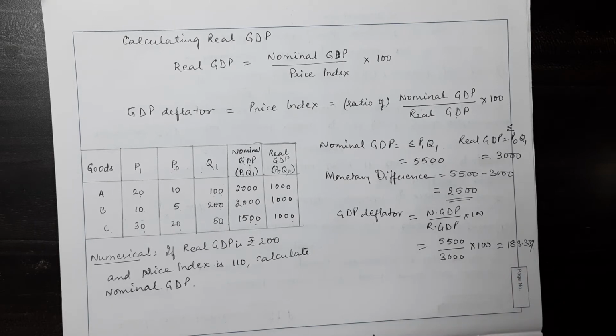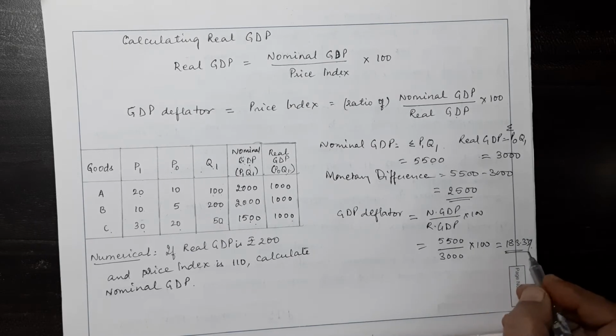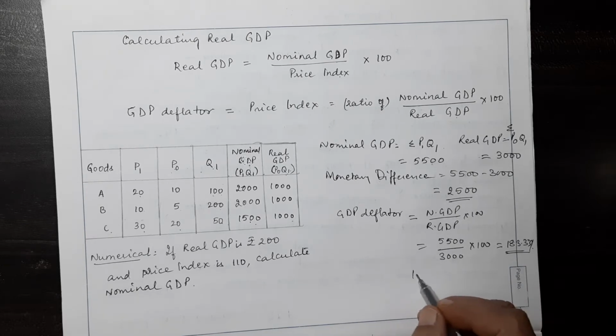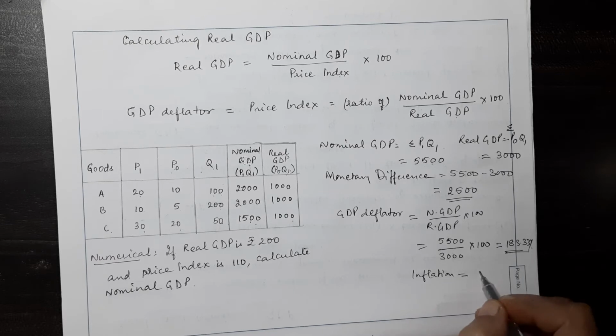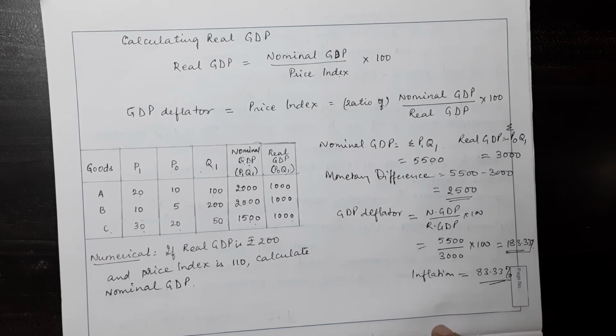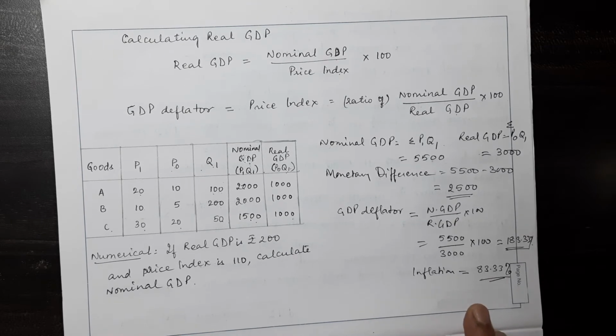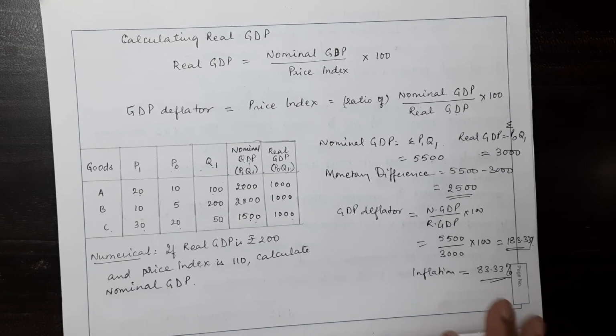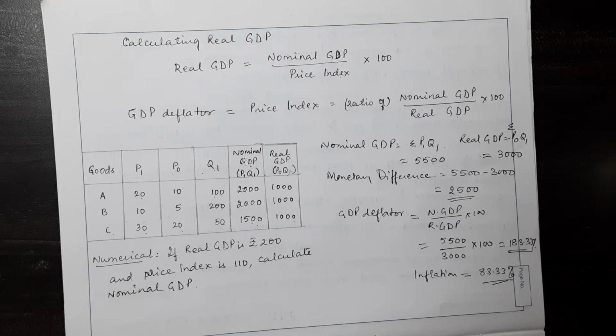183.33%. Okay. So this shows that there has been an inflation, or rise in prices, equal to 83.33%. So the prices have increased by 83.33% from the base year to the current year.